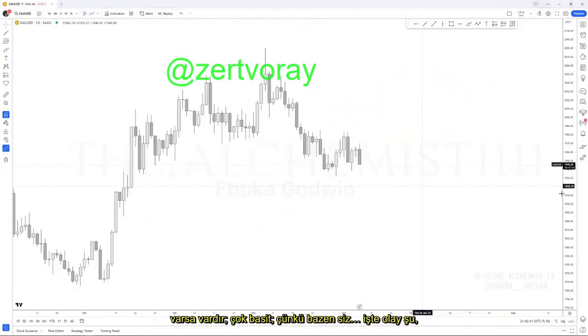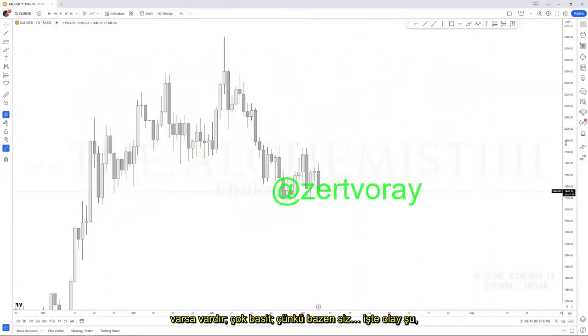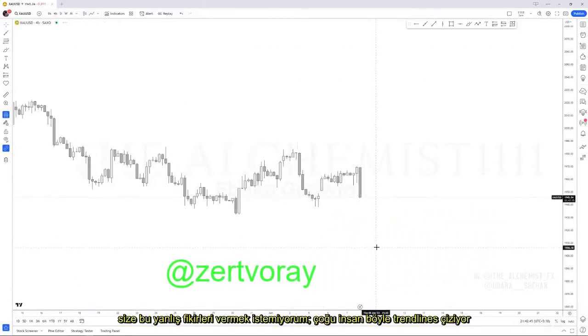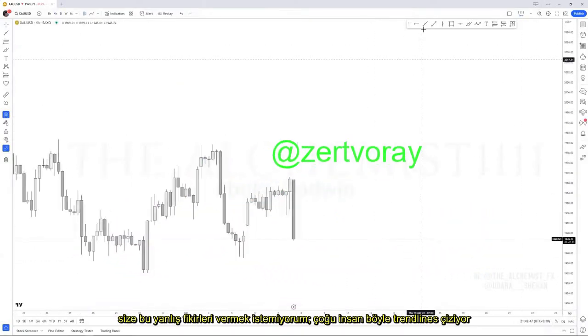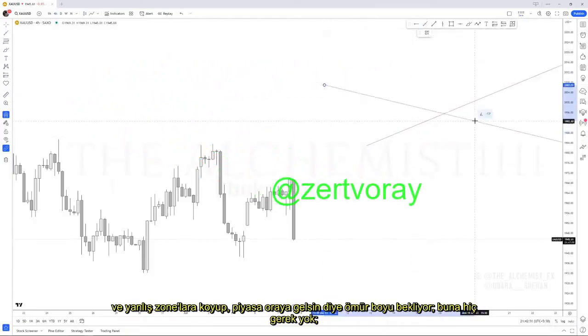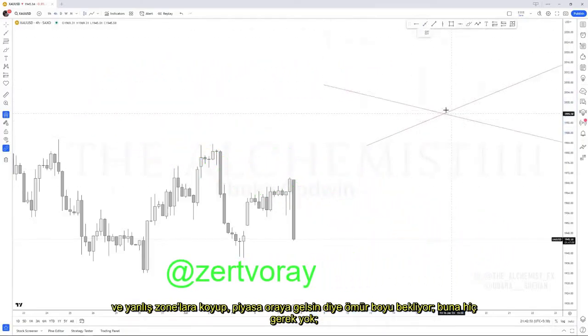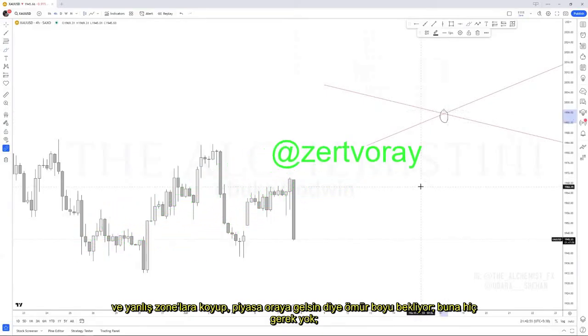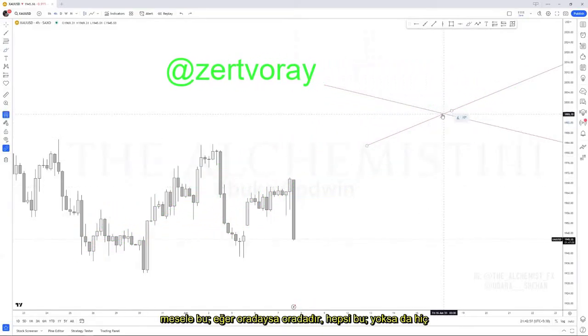Because sometimes, that's the thing, I don't want to give you those false ideas. Most people just draw trend lines like this into some wrong zones and then wait their whole lifetime until it comes here. It doesn't have to do that. That's the thing. If it is there, it's just there.